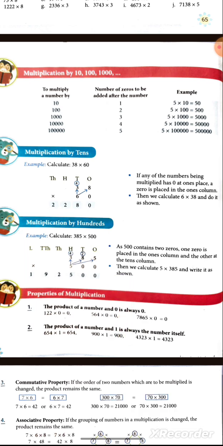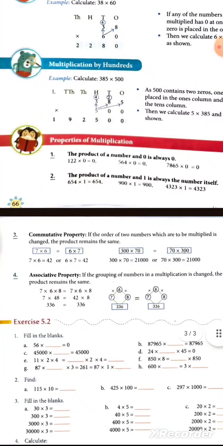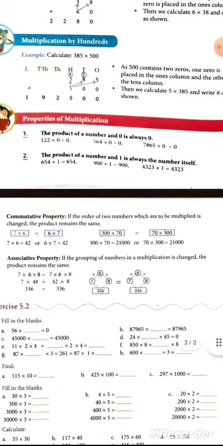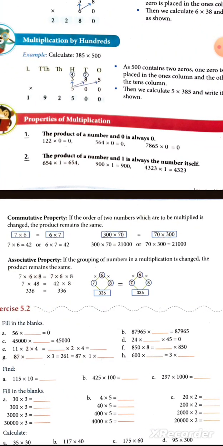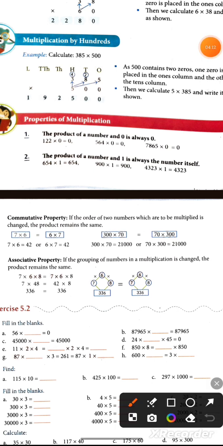Now let's come to the properties of multiplication. There are 4 properties of multiplication which we will study here. Look here in this property, the first property. The product of a number and 0 is always 0. If you multiply any number by 0, the answer will be 0. 122 into 0 is equal to 0. 464 into 0 is equal to 0. So I think you all have understood, and I think you might have known it before.